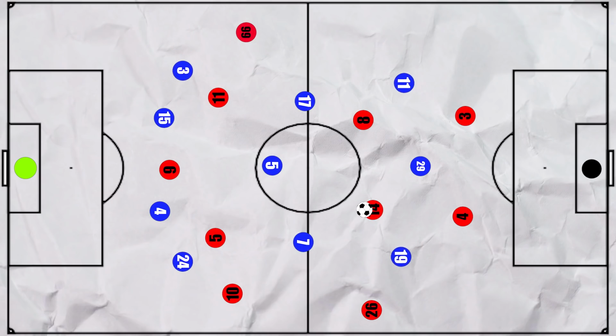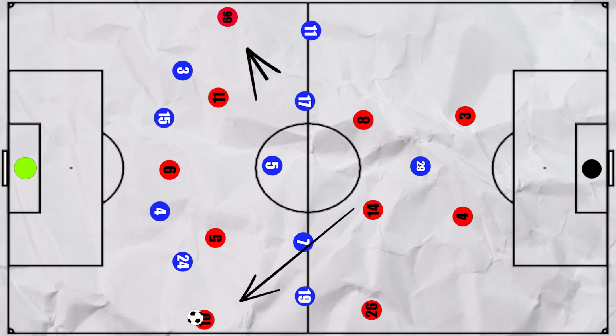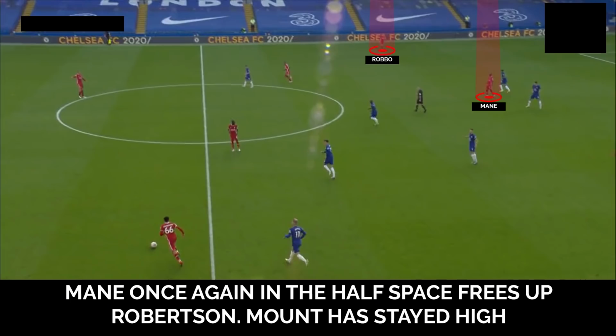And importantly, while Mount and Werner did track back, both of them are not traditional wingers, and at times they would allow their runners off of them. As a result, switches into both wide regions were consistently on, and Liverpool's wide men were one-on-one fairly often.